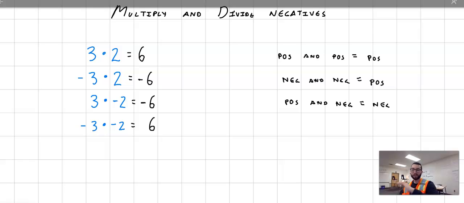And that works for multiplication or division. So if you divide, same thing. Just know 2 positives make a positive. 2 negatives make a positive. But if you have one of each, a positive and a negative, it's going to stay negative.